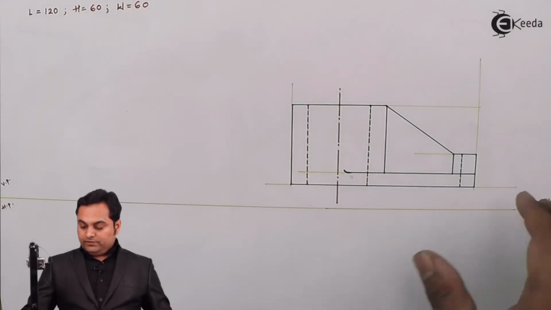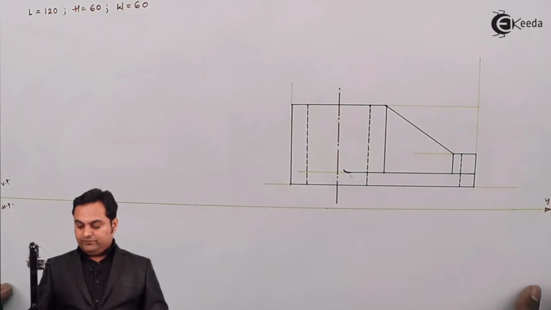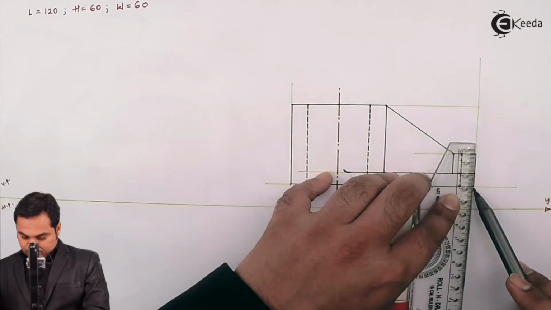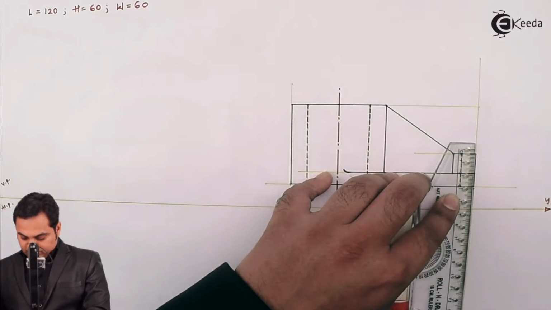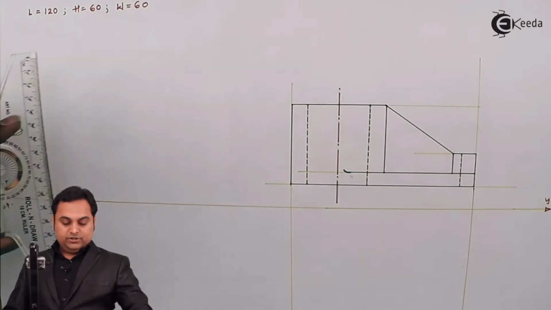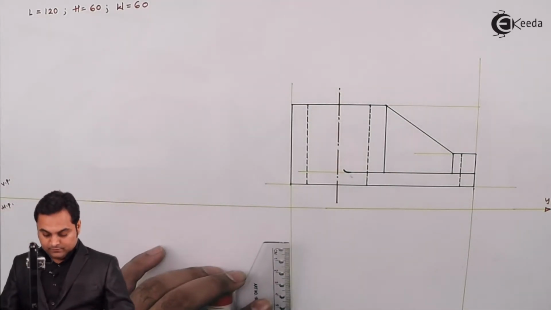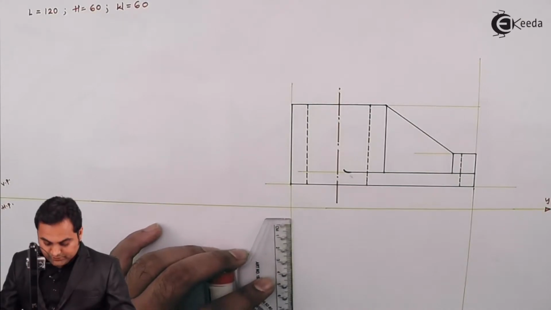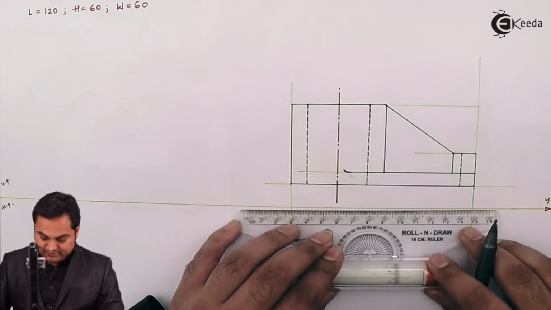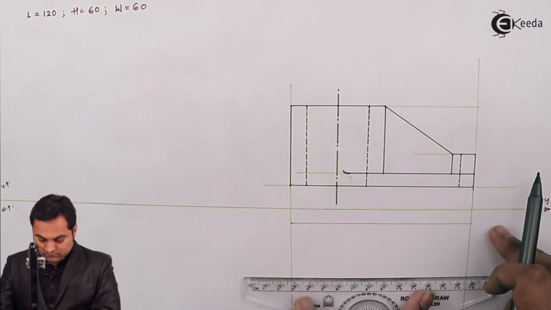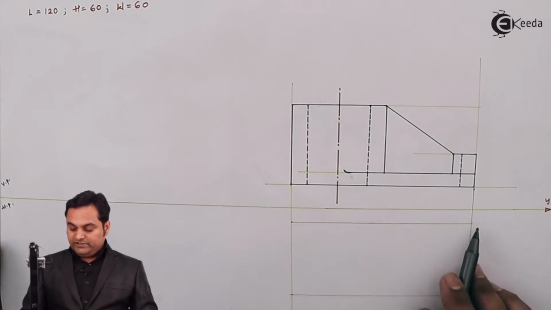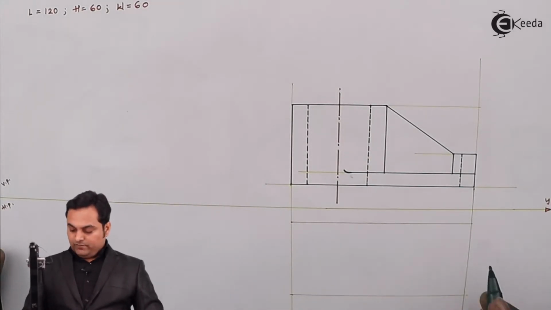Only length and width will be visible. For top view, the length we can get from the front view. So I'll project this length, which is 120 mm, projecting it light. After projecting the length, here the width is 60 mm. So I'll mark 60 over it. Then drawing the rectangle. So here we have a rectangle of length 120 and width 60 for the top view.